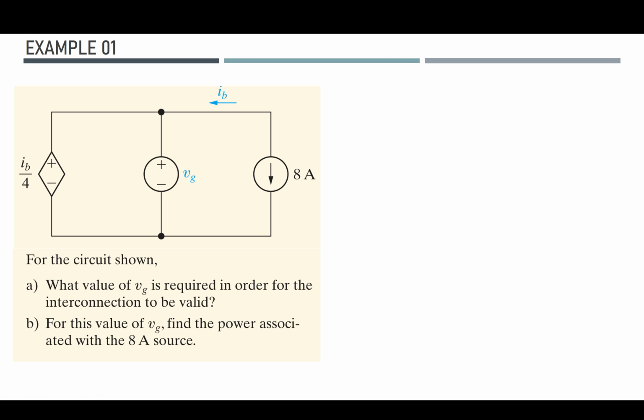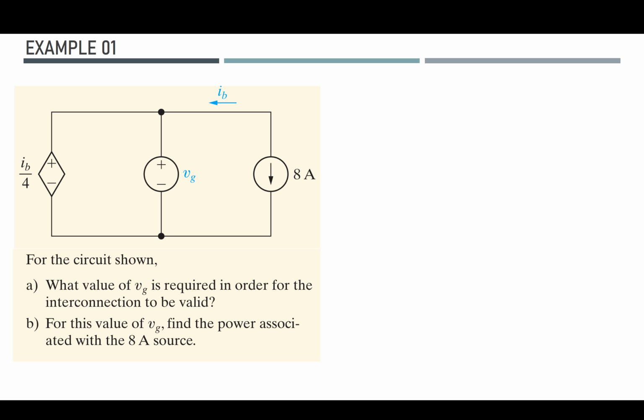In example 1, we see a circuit composed of parallel connection of 3 circuit elements. We have one independent voltage source with a terminal voltage value of Vg, and we have an independent current source which has a value of 8 amps. So for the circuit, what value of Vg is required in order for the interconnection to be valid?